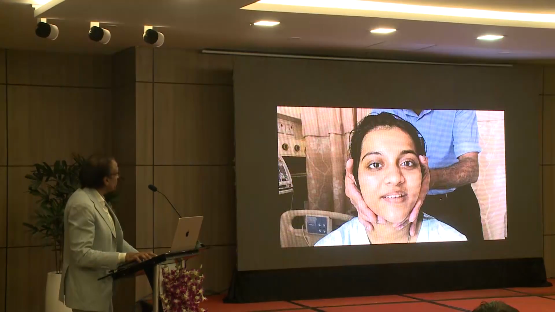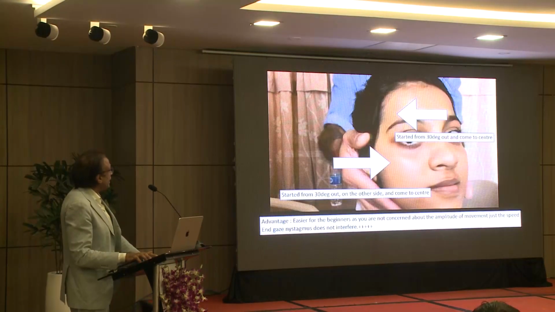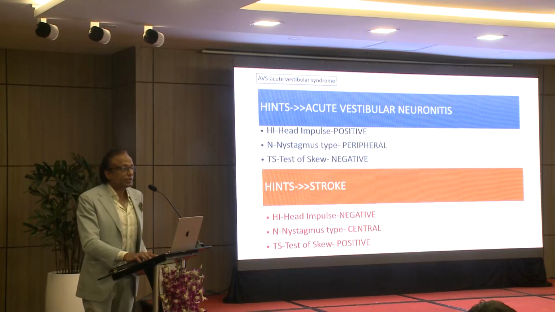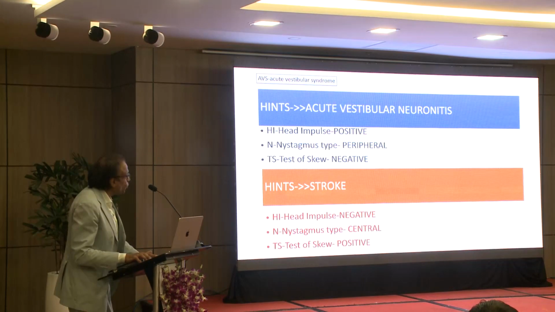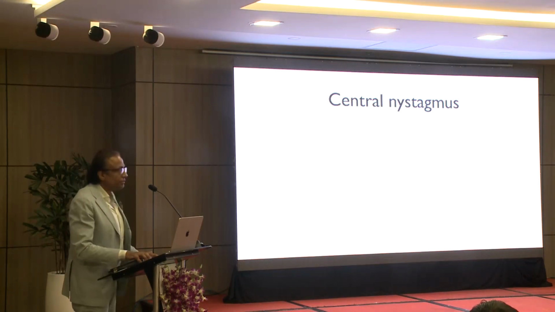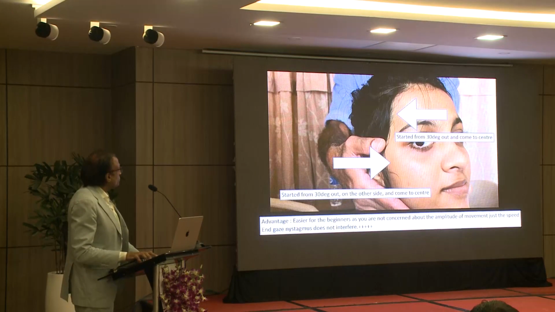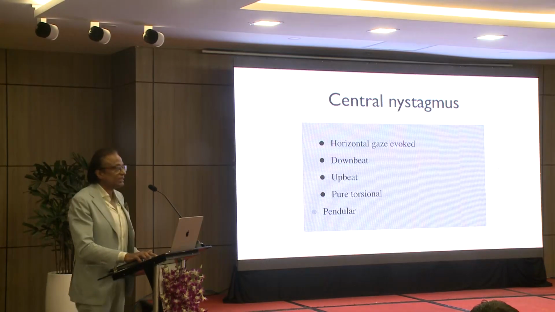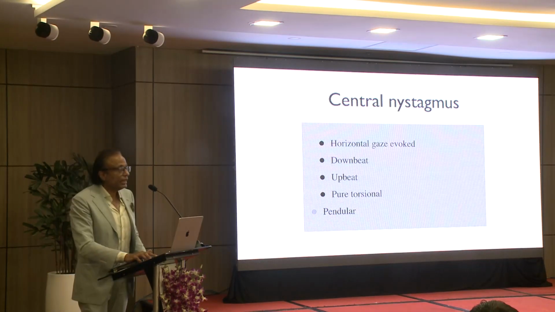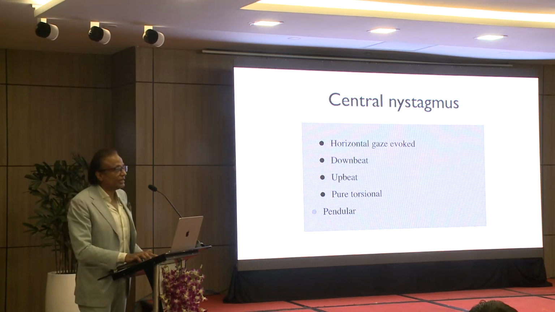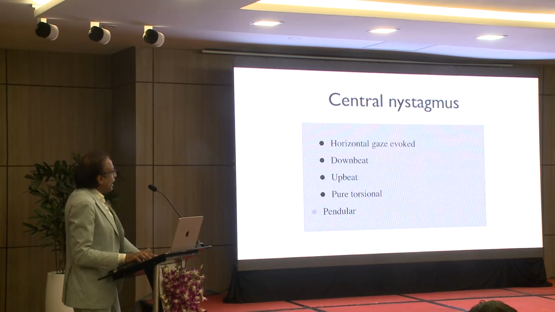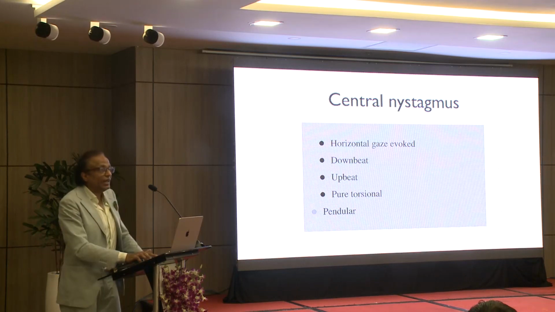Okay, what's the next component of the HINTS? Nystagmus. Nystagmus that's peripheral in nature. So what is peripheral nystagmus? Before peripheral nystagmus, maybe I talk about central nystagmus. What is central nystagmus? Well, central nystagmus is horizontal gaze evoked, downbeat, upbeat, pure torsional, or pendular in nature.